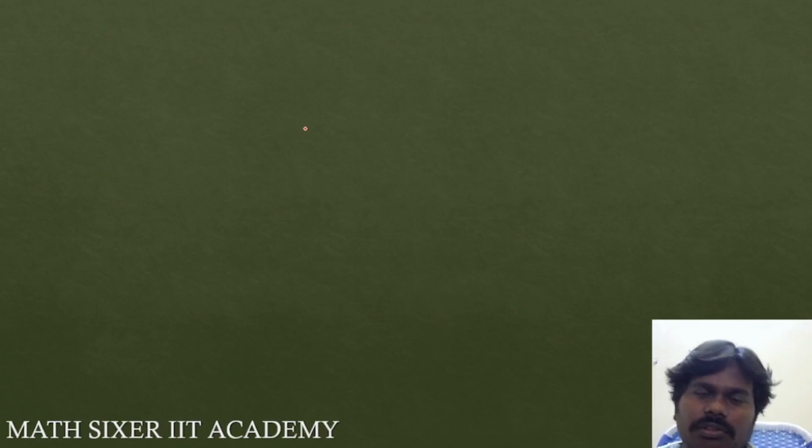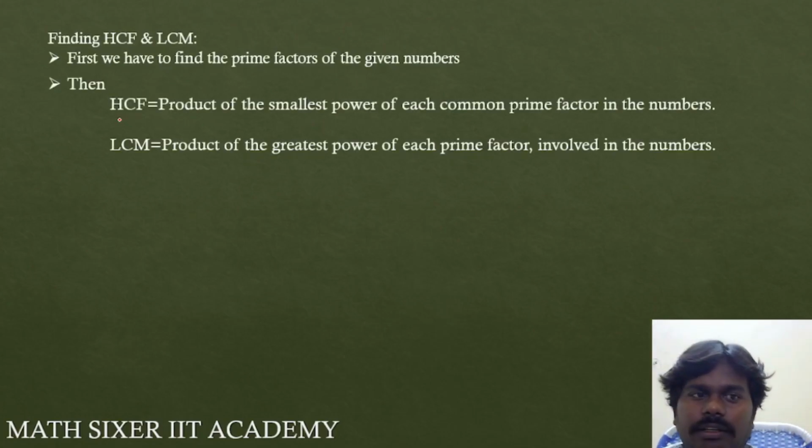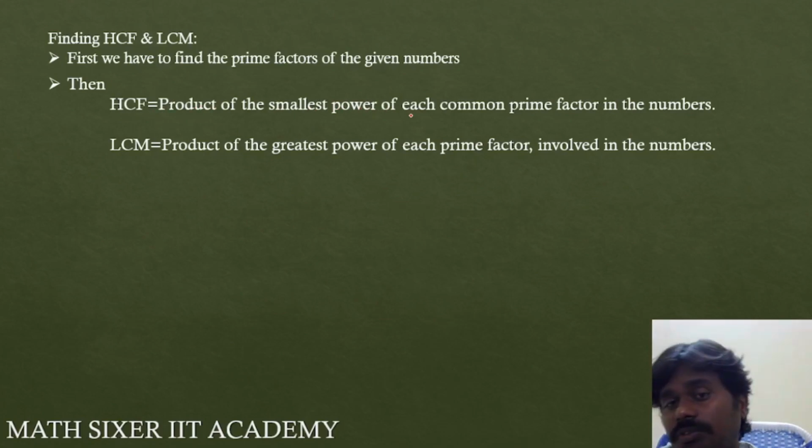In this video, we are going to learn about the LCM and also HCF. To find the LCM and HCF of the given numbers, first we will find the prime factors of the given numbers. After that, we will find the HCF as the product of the smallest power of each common prime factor in the numbers, and the LCM is the product of the greatest power of each prime factor involved in the numbers. That way we will find the HCF and LCM.